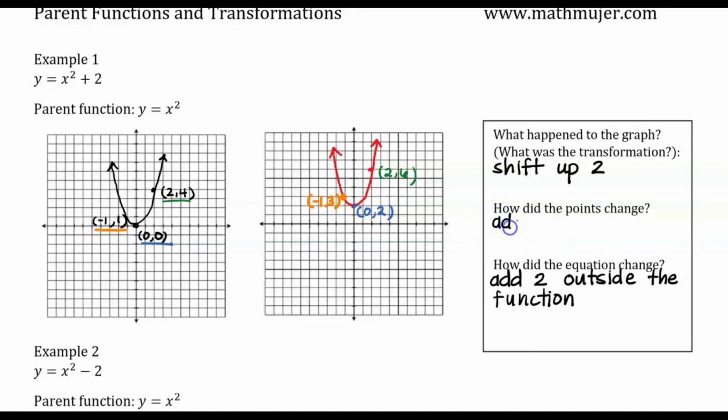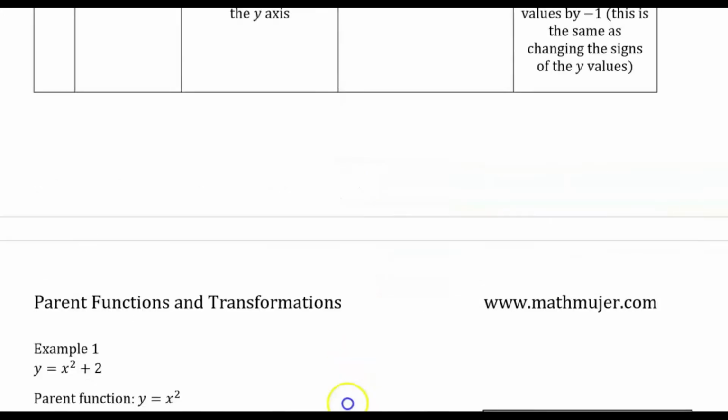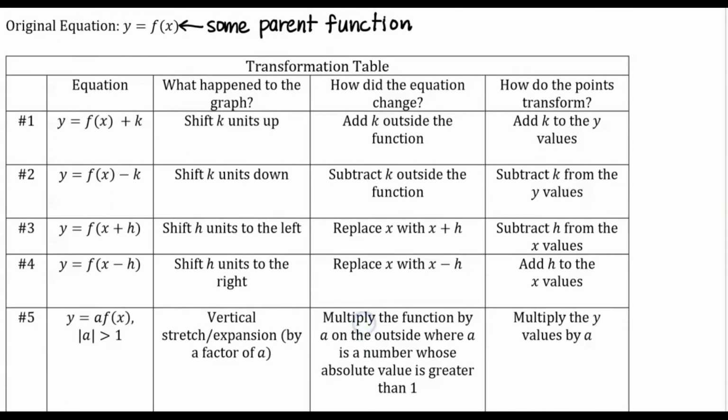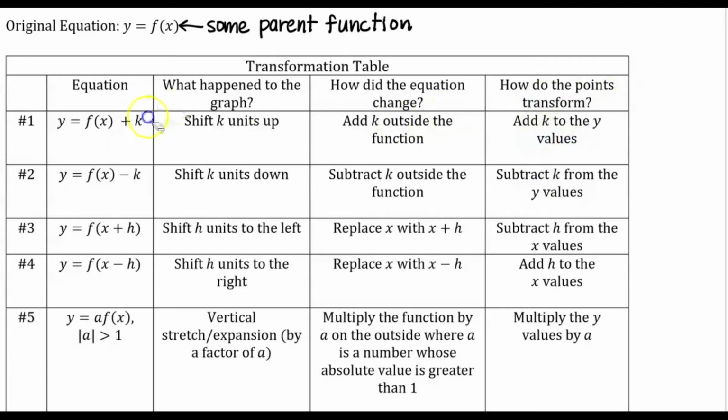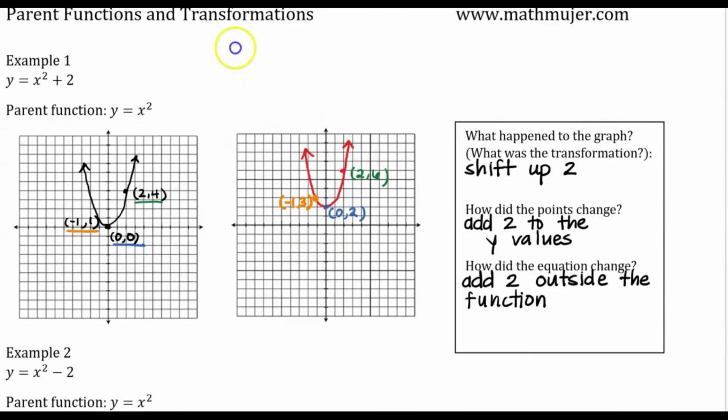So what's taking us from these original points on the first graph to the new points on the transformed graph? Well, we are adding 2 to the y values because the graph is shifting up 2. And shifting up is going to change the y values since that's happening vertically. So everything that we've just seen in this example is covered in this first row of the table. When you add something, not necessarily 2, but any number k, to the outside of the function, you are shifting the graph k units up, and you transform your points by adding k to your y values.